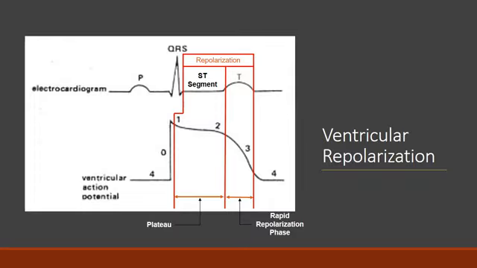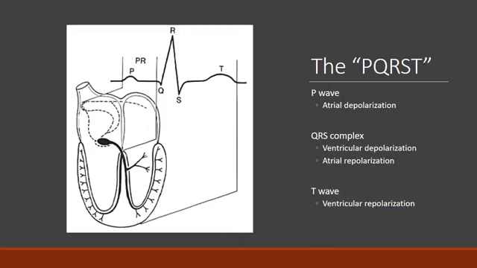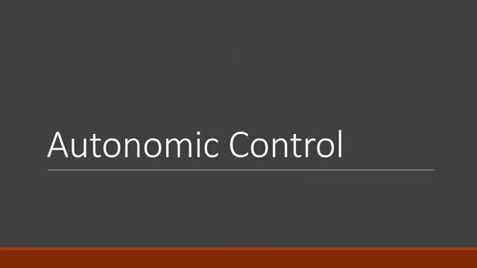Here we can see that defined once again. You can see the repolarization broken down. We've got our ST segments and then our T wave. Now, the PQRS, we can see the different components. Once again, this is kind of a nice summary. So the P wave, atrial depolarization. The QRS complex, you can see it's ventricular depolarization and atrial repolarization, and finally the T wave, which is the ventricular repolarization. Now let's talk about some of the controls for the cardiovascular system, specifically those under autonomic control.